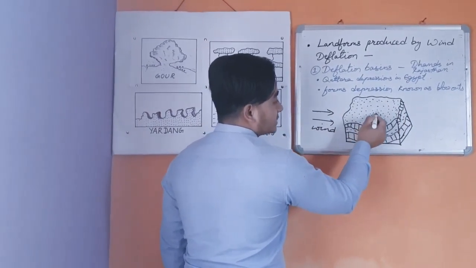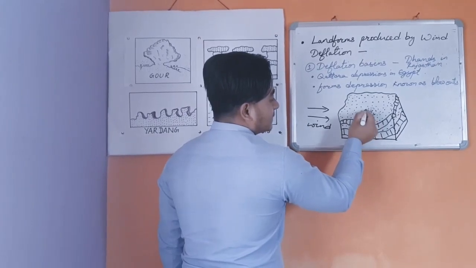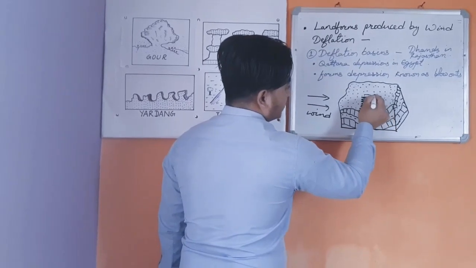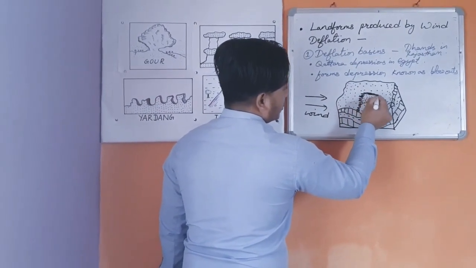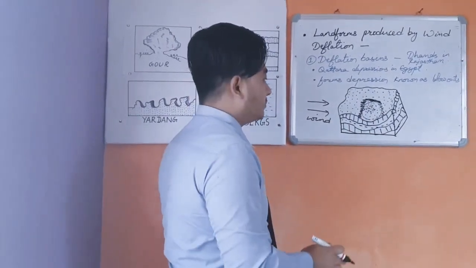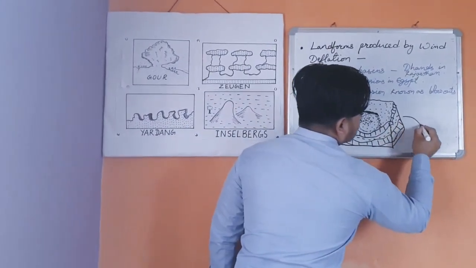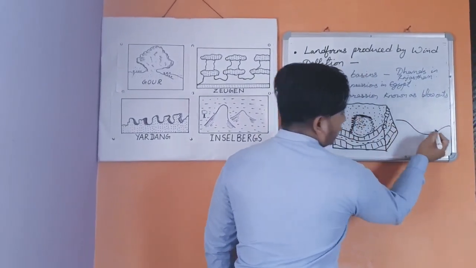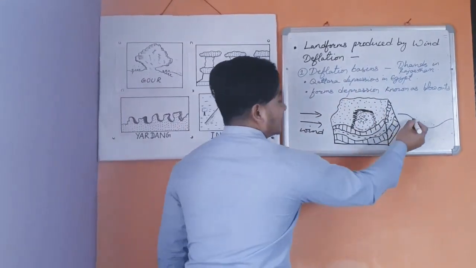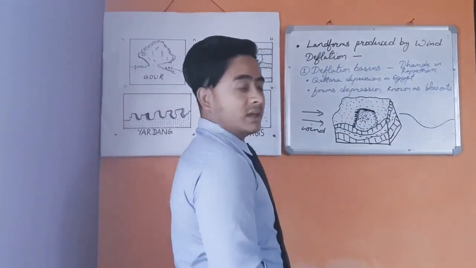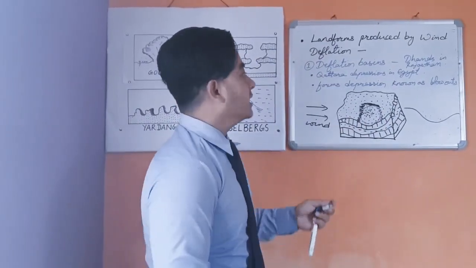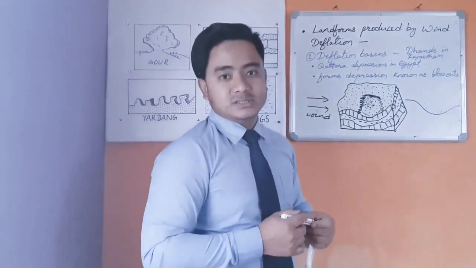But in that process, this particular land becomes like this. It produces a hollow shape over here, an empty shape like a bowl, like a depression. Here you see, you will understand like this. All the sand that was filled in this particular area has been blown away, and it has formed a blowout. And this type of landform produced in the desert area is called deflation basins.